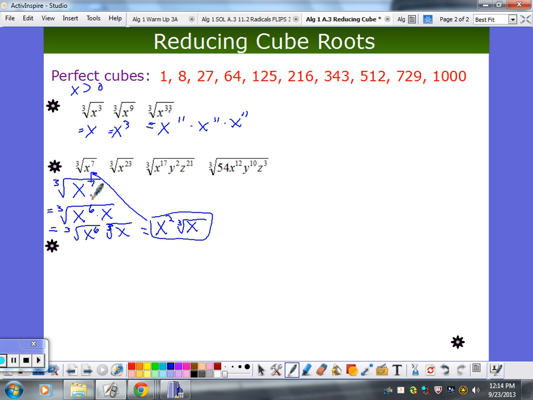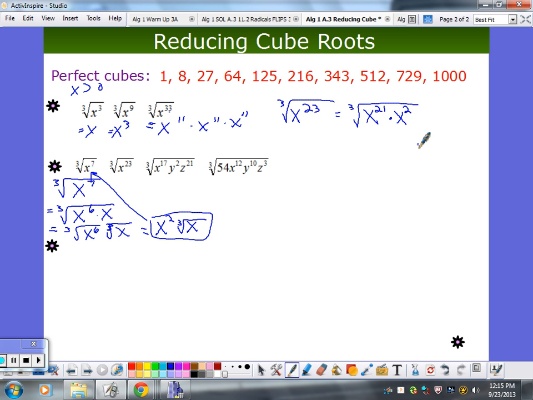So again, I'm looking for the biggest perfect cube. Now let's try this one. Cube root of x to the 23rd power. 23 is not divisible by 3, so it's not a perfect cube. What's the biggest perfect cube? If I subtract 1, I get 22. Is that divisible by 3? It's not a perfect cube. What should I do? Keep subtracting. How about 21? Yes.